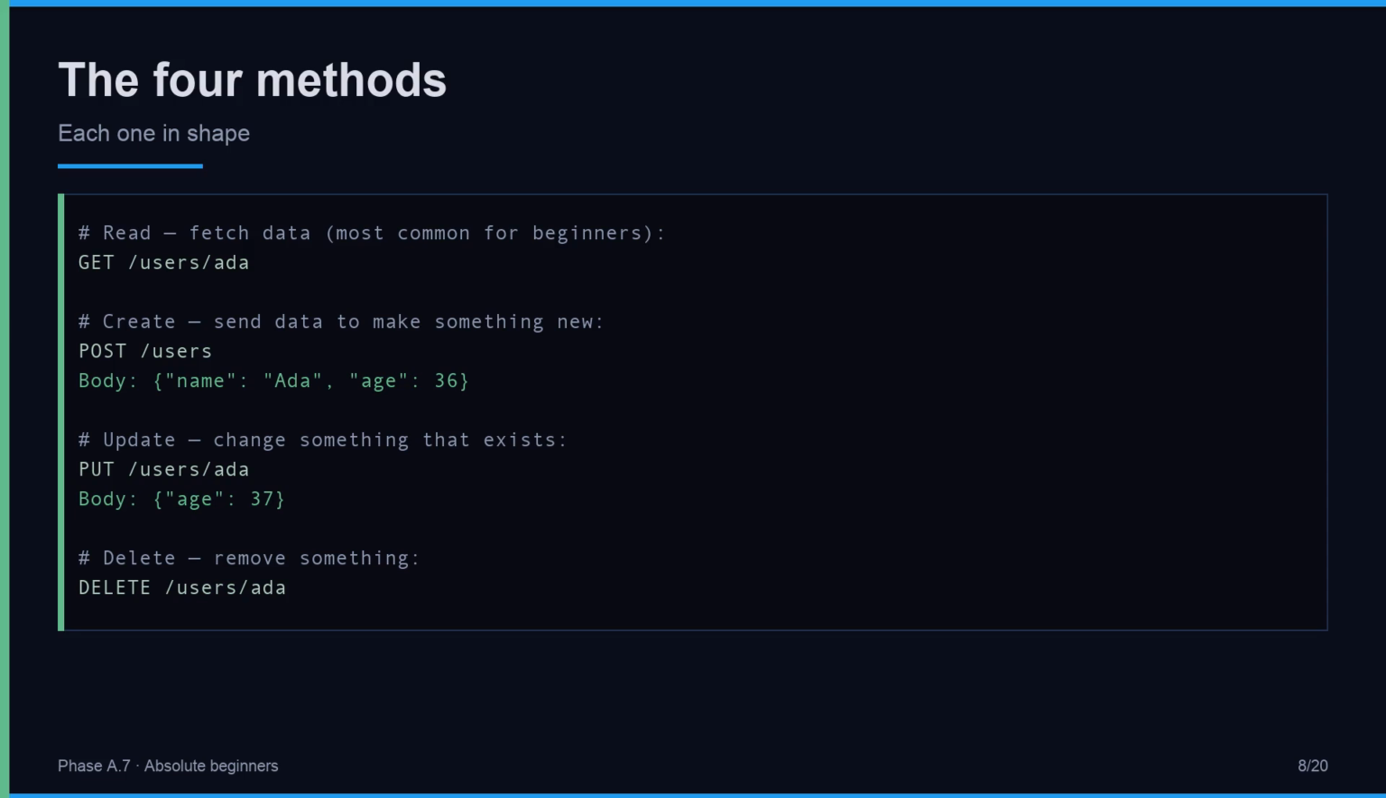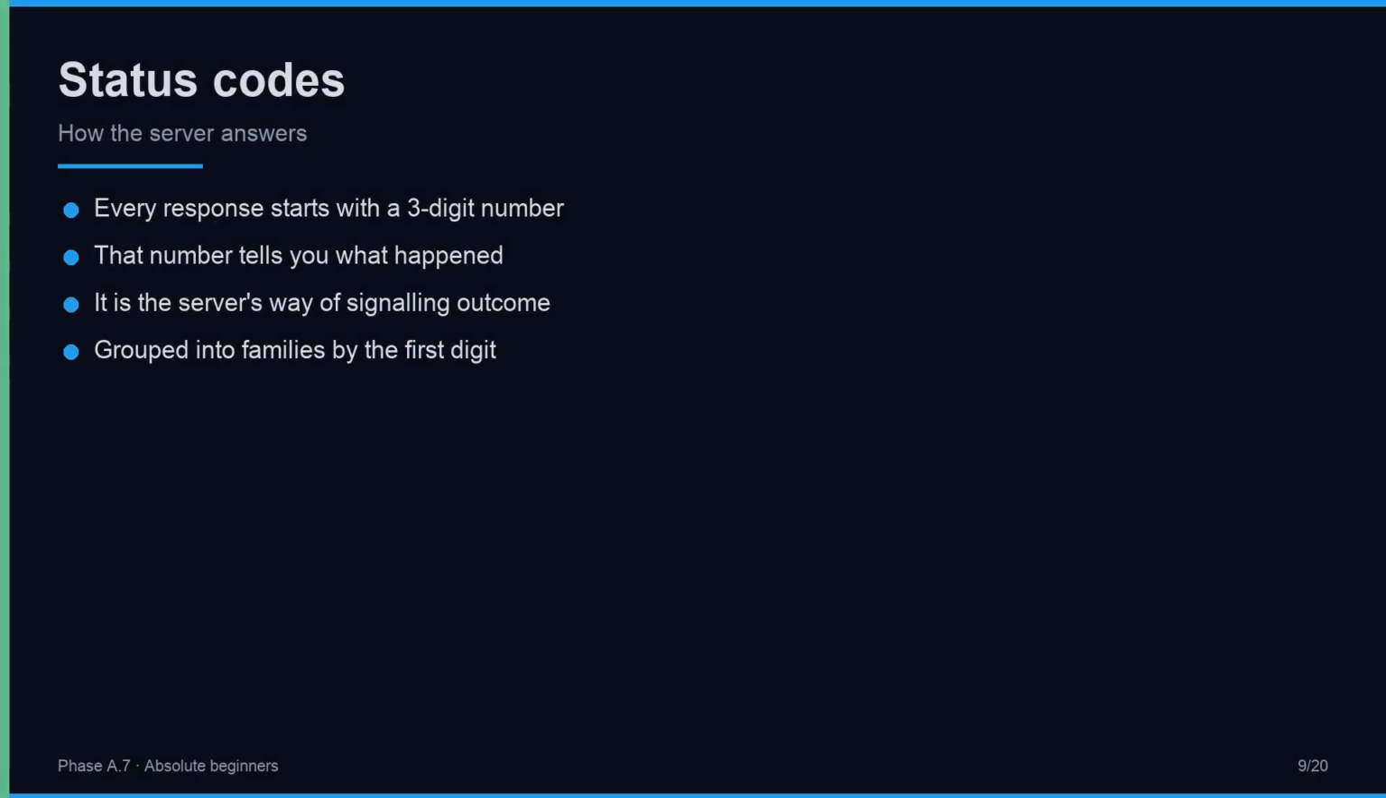POST and PUT carry a body, because they are sending data to create or change. This pattern repeats across almost every API you will ever meet. Read, create, update, delete. Every HTTP response begins with a 3-digit number called a status code.